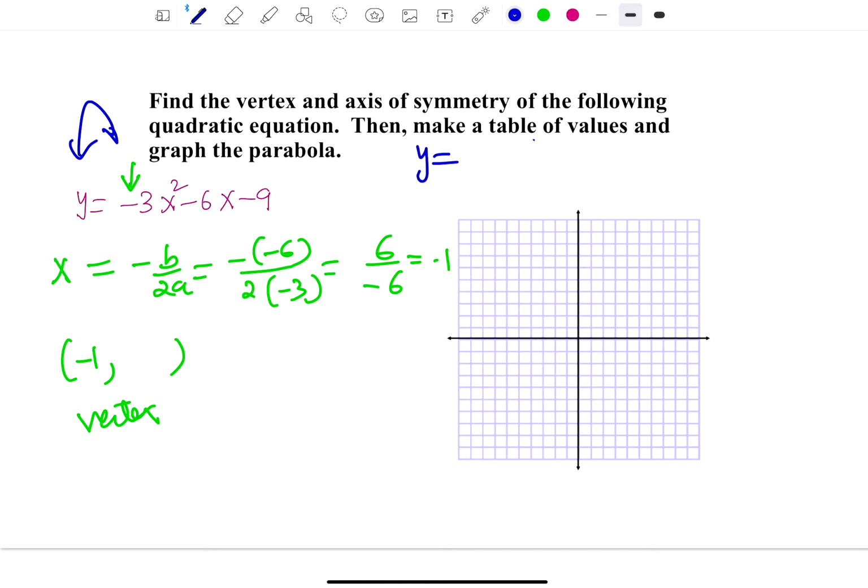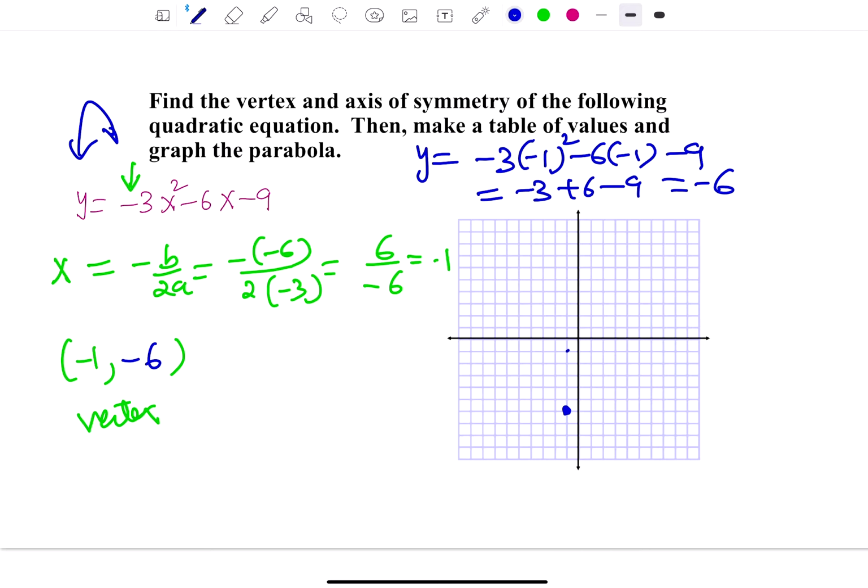Let's find the y coordinate of the vertex by plugging negative 1 in for x here. It turns out to be negative 3 plus 6 minus 9, and that's going to be negative 12 plus 6, which is negative 6. So we have our vertex, negative 1, negative 6. Let's count down: 1, 2, 3, 4, 5, 6. Negative 1, negative 6 is my vertex.